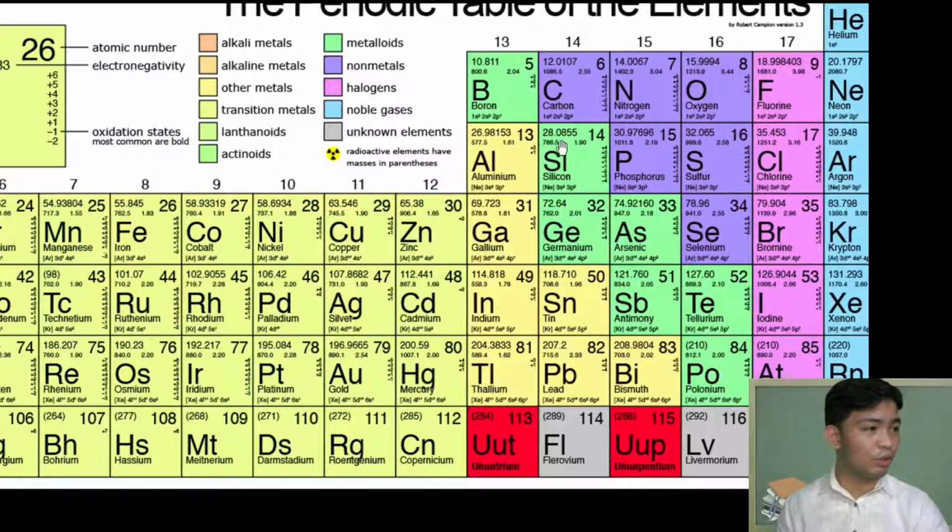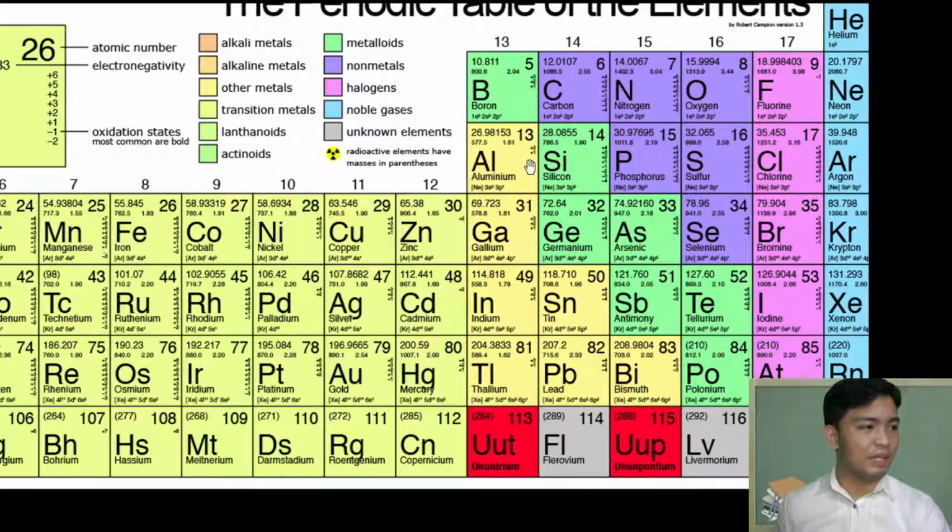Pero pag ang kasunod, halimbawa dito, 28.0855, so 2 decimal places, 28.08, ang kasunod ng 8 ay 5, so 5 and above, round up, so plus 1. So dito would be 28.09 grams per mole. Yun yung molar mass.